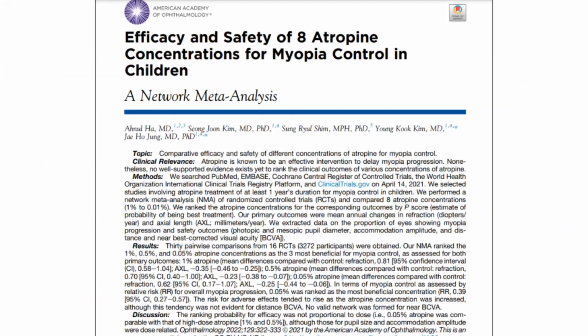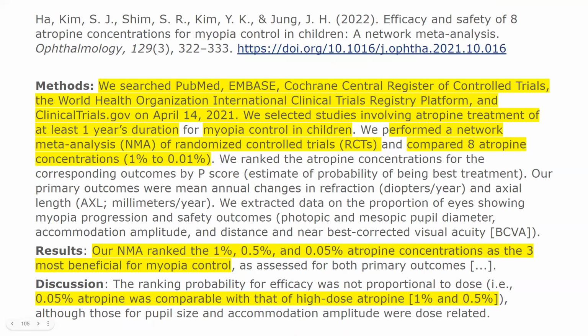So the next one we'll look at states that it's a meta-analysis, and we can see that it has the typical research study sections in the abstract. Looking at selected portions of the abstract, we see that it looks like it's on topic. It's looking at atropine treatment for myopia in children, and they used 8 different atropine concentrations from 1% to 0.01%. It appears to be a meta-analysis because they describe their methods for finding and selecting studies and talk about how they extracted data from the different studies that they included and performed a statistical analysis on their pooled results.